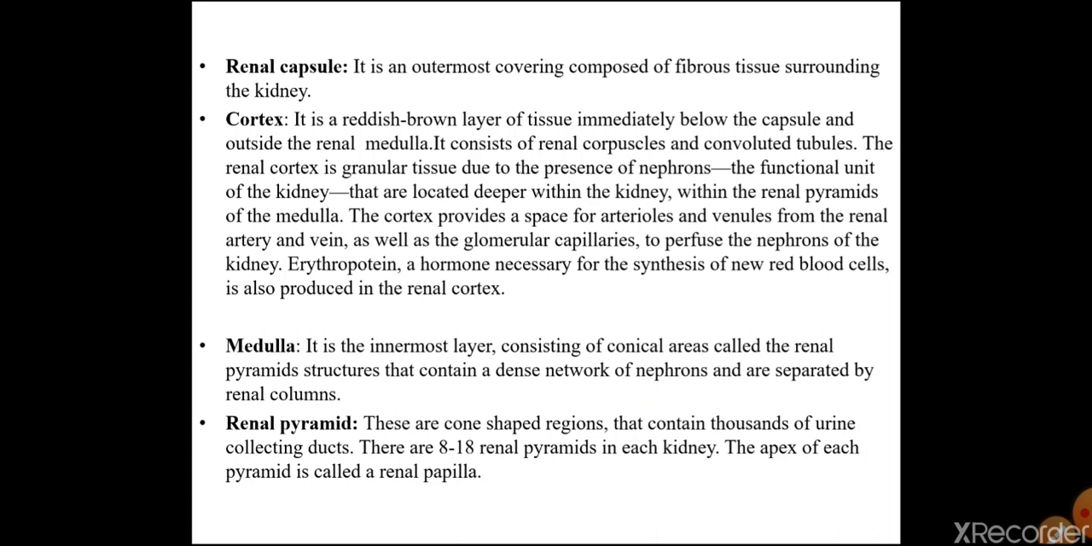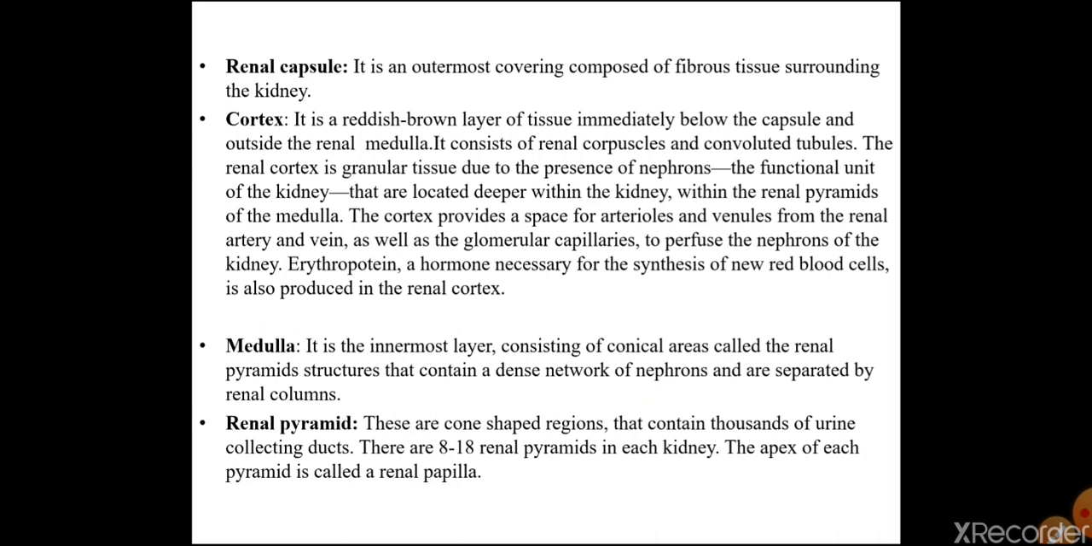First is renal capsule. It is an outermost covering composed of fibrous tissue surrounding the kidney. Next is cortex. It is a reddish brown layer of tissue immediately below the capsule and outside the renal medulla. It comprises renal corpuscles and convoluted tubules of the nephrons.